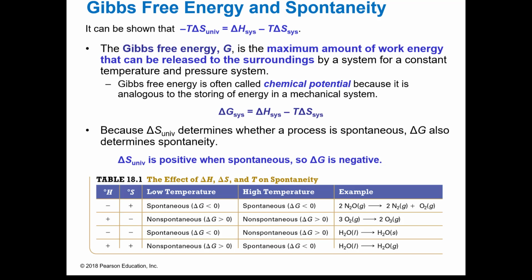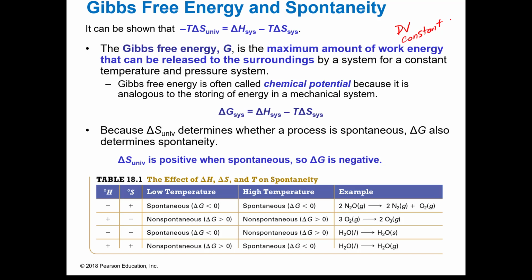So Gibbs free energy, you have to know what the Gibbs is in order to fully know whether something is going to be spontaneous or not. Gibbs free energy is basically the maximum amount of work energy that you're going to be able to release to the surroundings, or the amount of work you can do by the system, okay? And that's making sure that you're keeping pressure and volume constant.